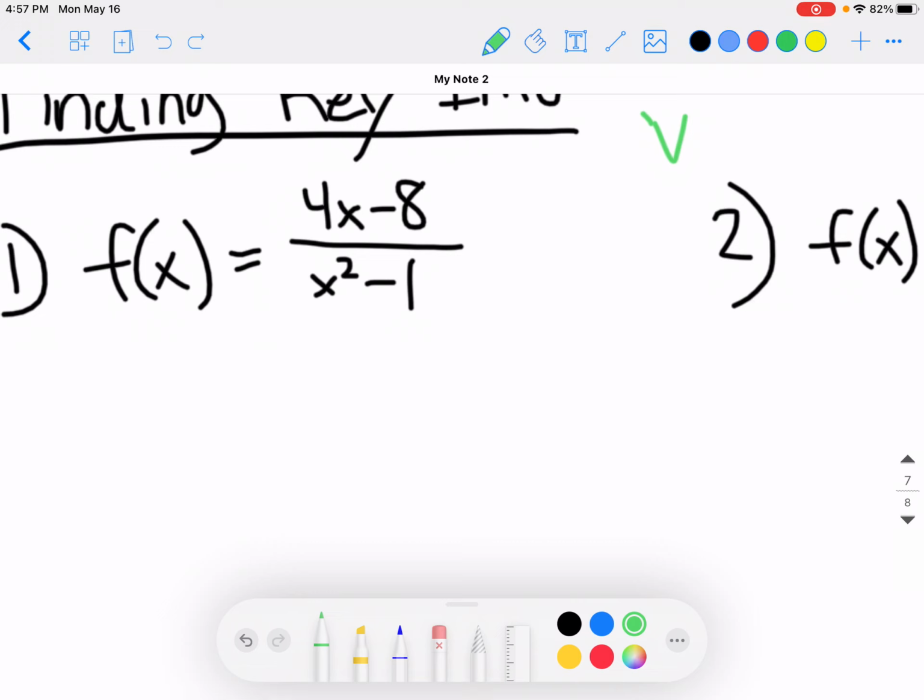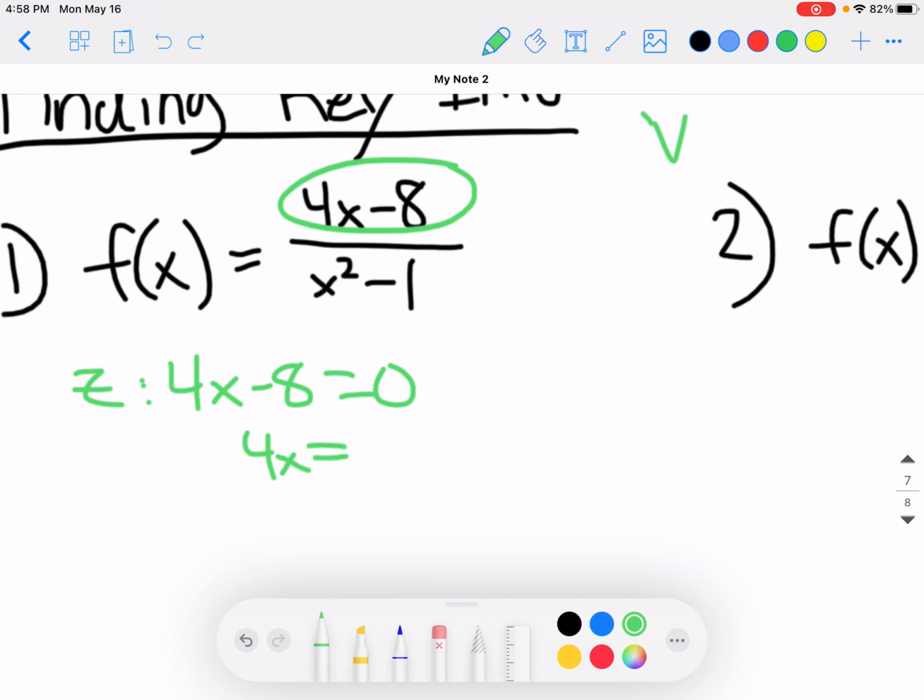Okay, so first, let's talk about zeros. Zeros are when we take our numerator and set that equal to 0. So in order to figure out what my 0 is going to be, I'm going to take 4x minus 8, set it equal to 0, and then solve that equation. Adding 8 to both sides, I get 4x equals 8, and ultimately x equals 2. So that is my 0.